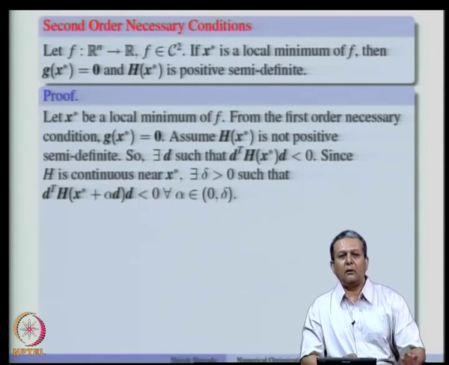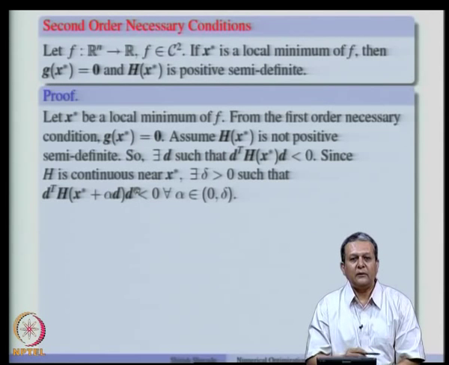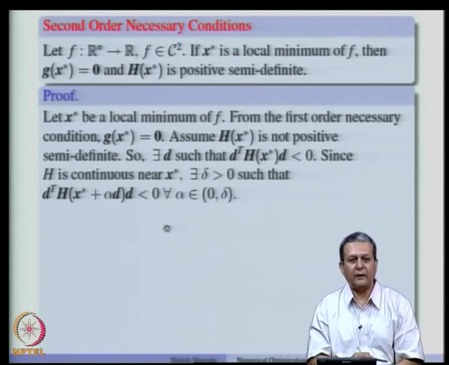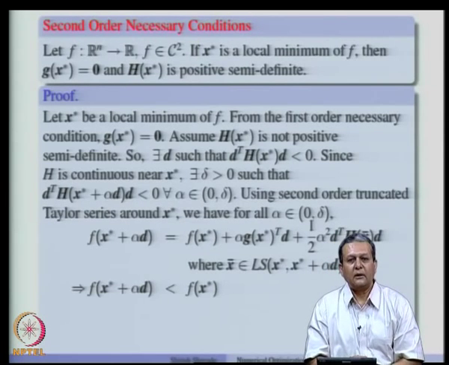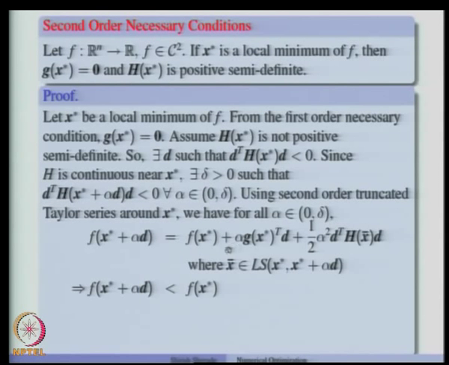Now, remember that f is twice continuously differentiable. So, h is continuous near x star. Therefore, there exists some delta such that d transpose h of x star plus alpha d into d is less than 0 for all alpha in the range 0 to delta. Now, we can use the second order truncated Taylor series to write the expansion of f of x star plus alpha d as f of x star plus alpha g of x star transpose d plus half alpha square d transpose h of x bar d.